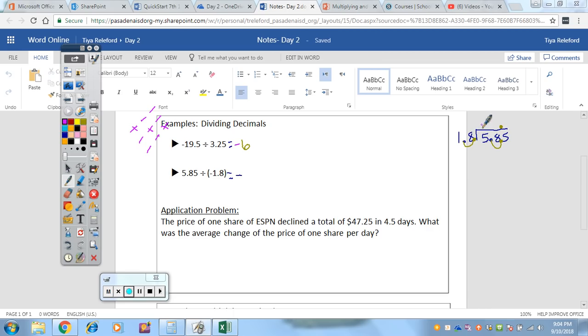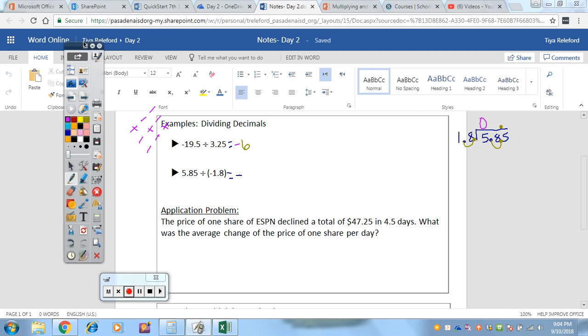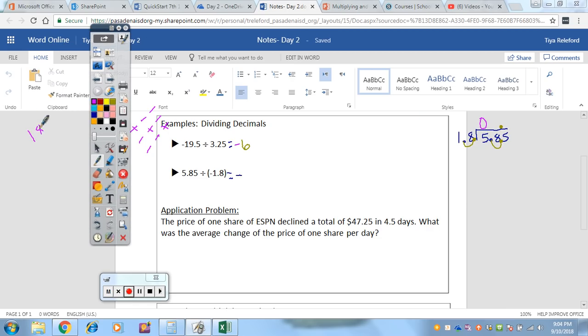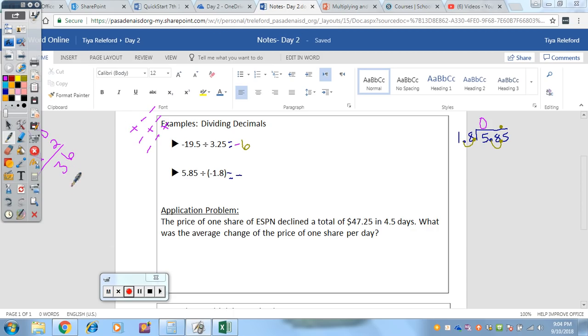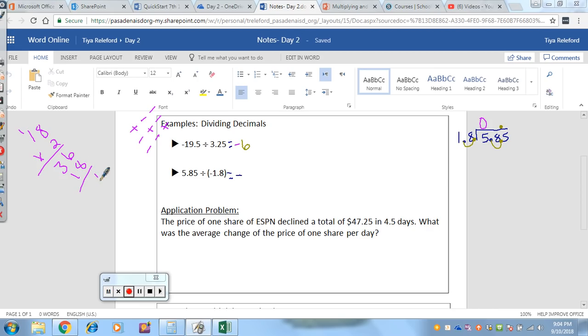How many times does 18 go into 5? How many times does 18 go into 58? I don't know either. How many times does 18 go into 50? 2. Let's try that. 36. Do you think we can do it one more time? Yeah? So we have 3 is 54.